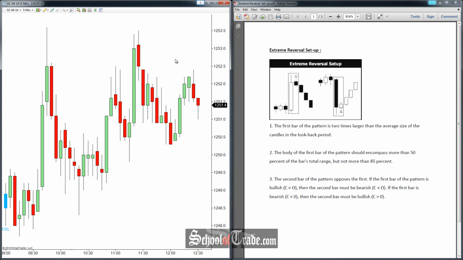Extreme Reversal Candlestick Pattern. Now, this is a really powerful candlestick pattern that we can use to get into several different trades throughout the day, whether it's the candlestick pattern by itself or if you're using it in conjunction with a different type of trading plan.